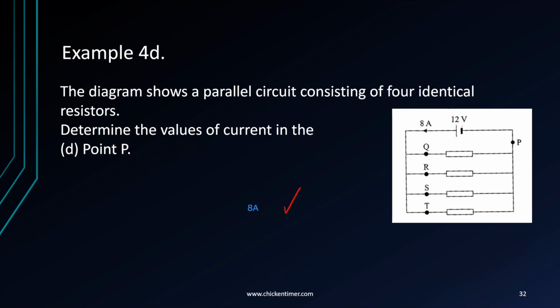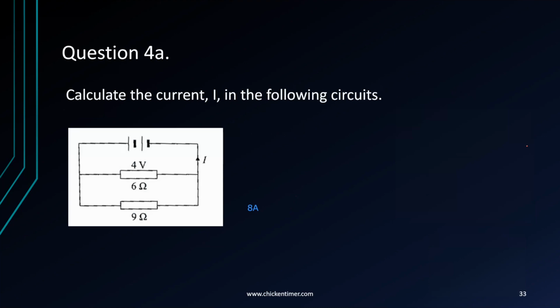What if the current is here, at point X? 6, because it is returning 6. The potential is the same throughout. In a parallel circuit, the potential will be the same. So this potential is 4, this side is also 4, which means this potential is also 4. So I is V over R, 2/3. Then the other one is 4 over 9. So current is like that.